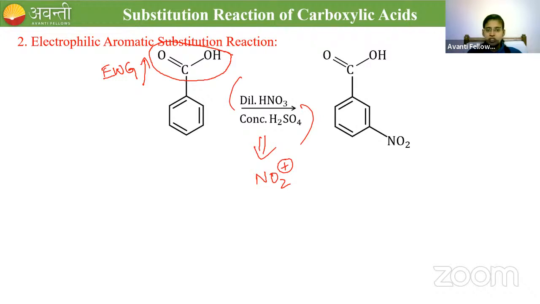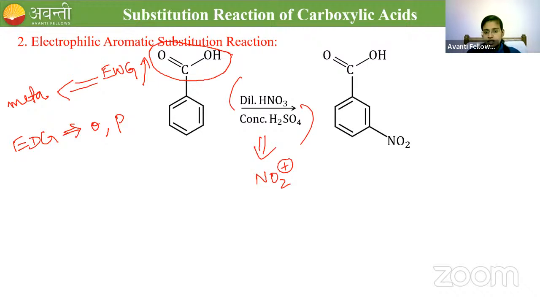So if an electron withdrawing group is attached to the ring, the incoming electrophile will go to the meta position. If an electron donating group is present on the ring, then your electrophile will go to the ortho and para positions. Okay, please don't forget. You will get questions from these concepts. So don't forget these concepts. Okay. So this is all about the chemical reactions of carboxylic acids.